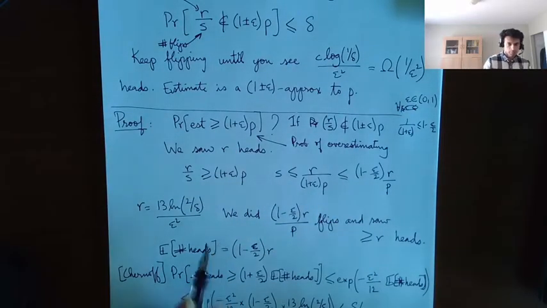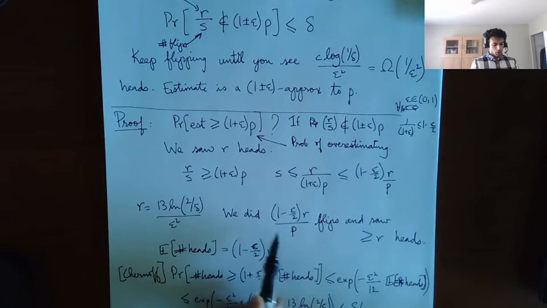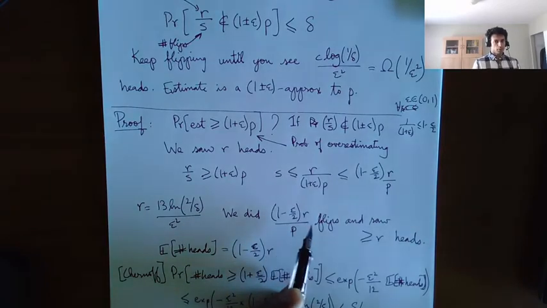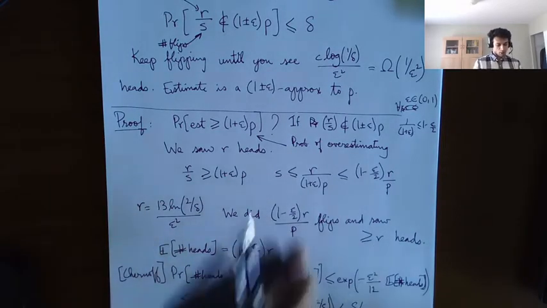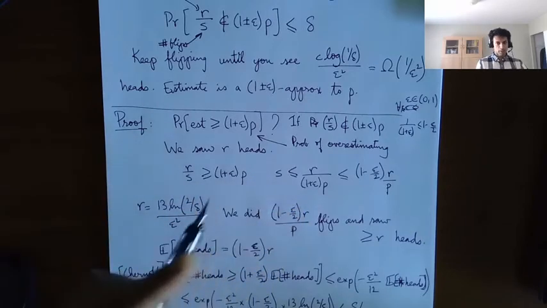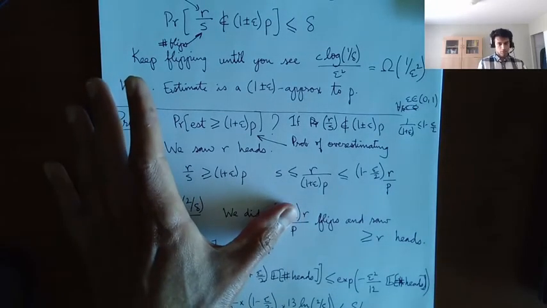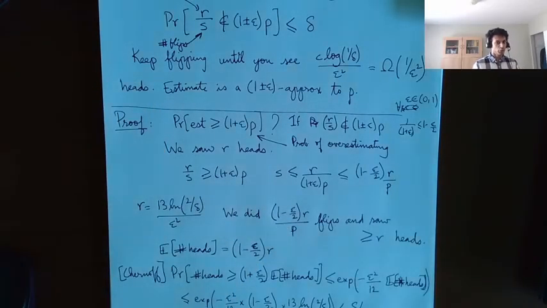Okay. So what this means is we did (1 minus epsilon over 2) R divided by P flips and saw R heads. What we expect is really to do R divided by P flips. We expect to do that many flips to see R heads, but we actually did fewer flips.